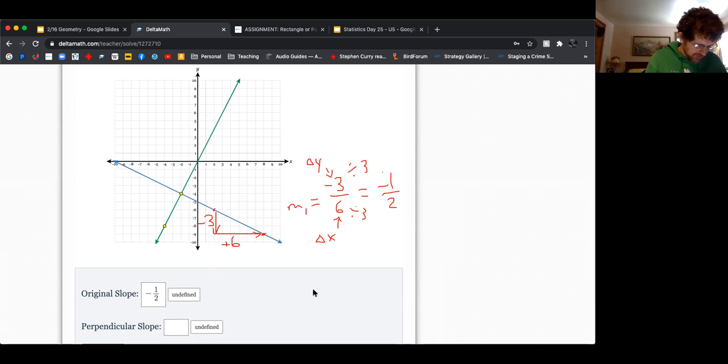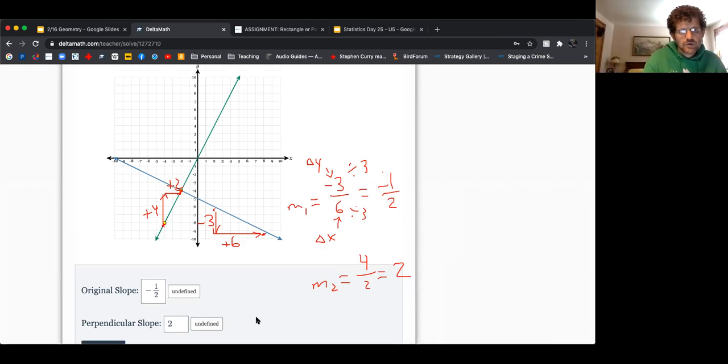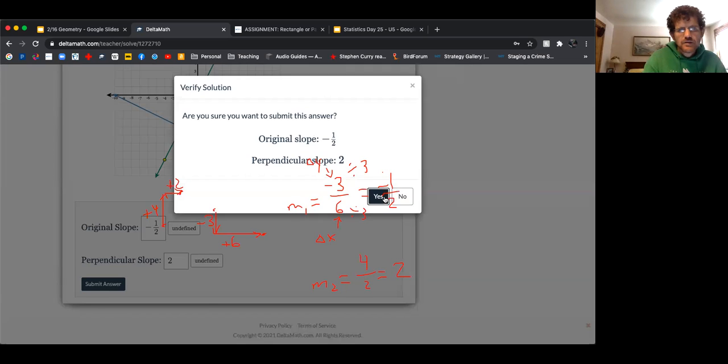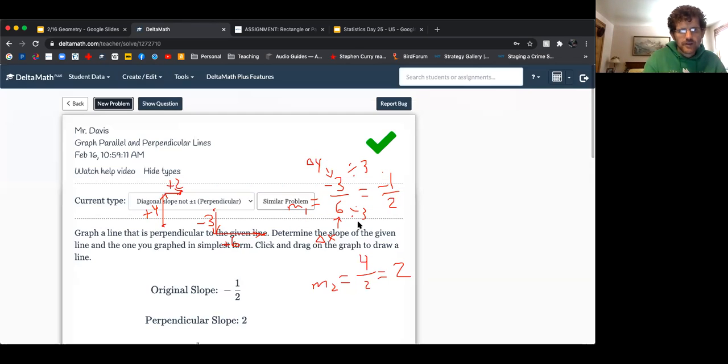All right. So now if I look at the other, I have this point right here in yellow and this one in yellow. My change in y is going up 4 and then right 2. So +4, +2, which means my slope for number 2 is going to be 4 over 2, which becomes just 2. So I don't have to do anything fancy for that one. So at -1/2 and 2, when I submit this answer, okay, it looks like we did it right.